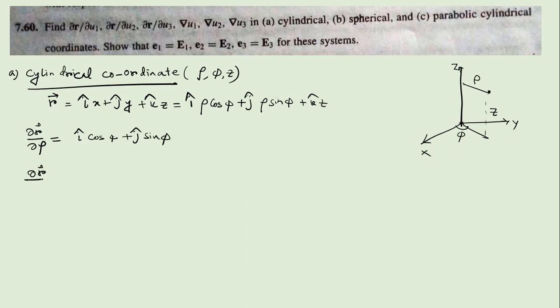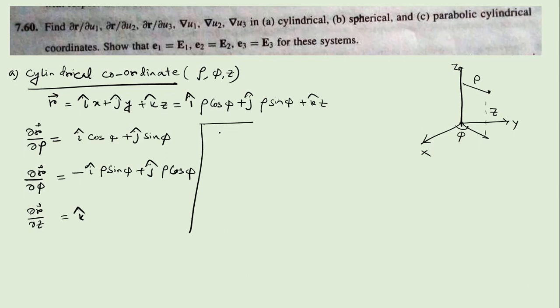Del r vector by del u2, meaning phi, you will get i cap rho sin phi, j cap rho cos phi, and del r vector by del z, you will get k cap. So you get these three. Now if you want to find grad of u1, meaning rho, this is i cap del rho by del x, j cap del rho by del y, k cap del rho by del z.